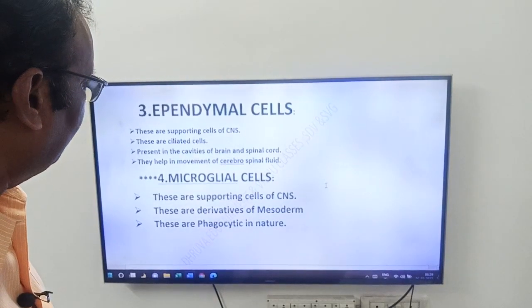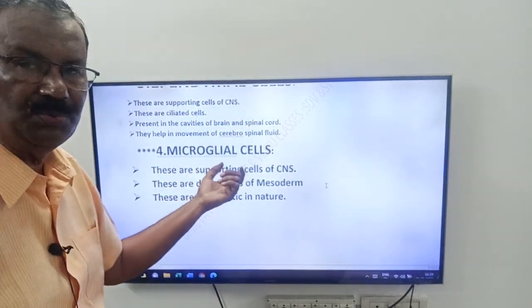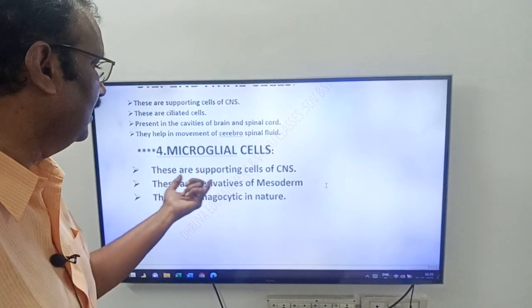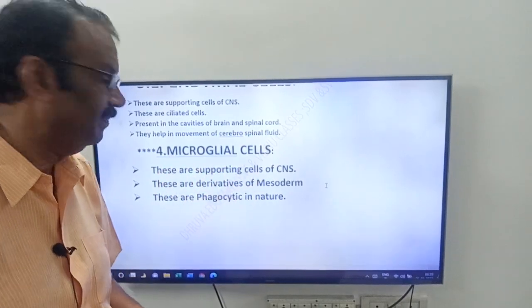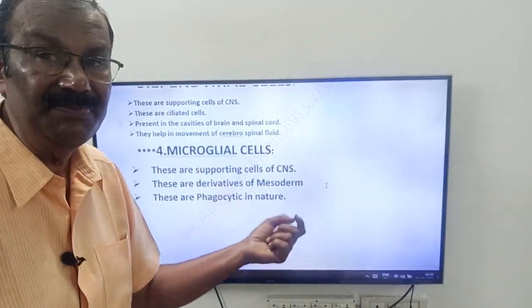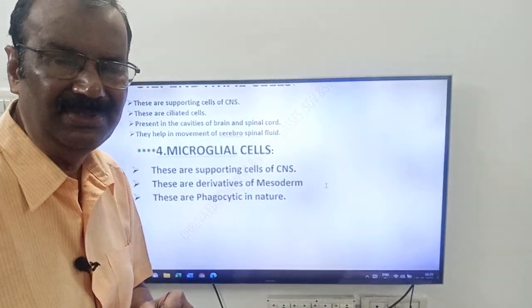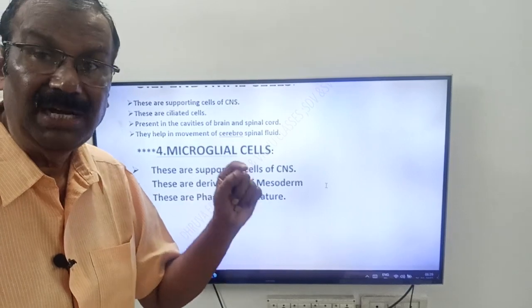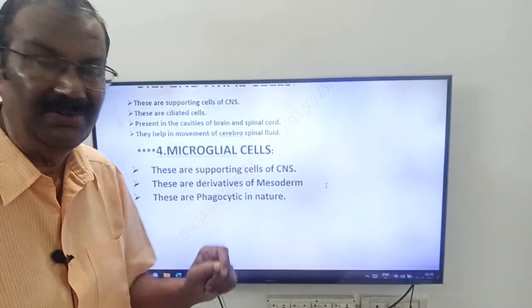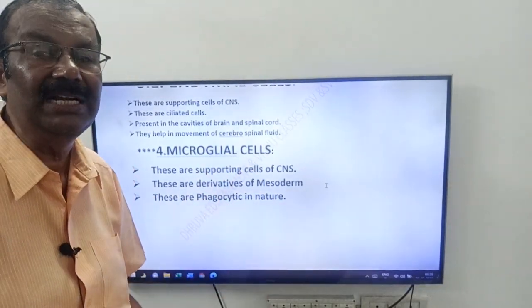Now come to the last one, friends, microglial cells. Friends, we have a 2 marks question also. Microglials are the supporting cells of the central nervous system. These are derivatives of mesoderm, friends. All supporting cells are ectodermal in derivative, but microglial cells are mesodermal derivatives. See friends, these are phagocytic in nature.